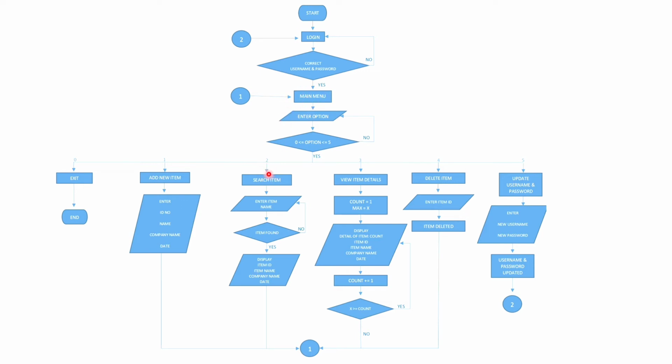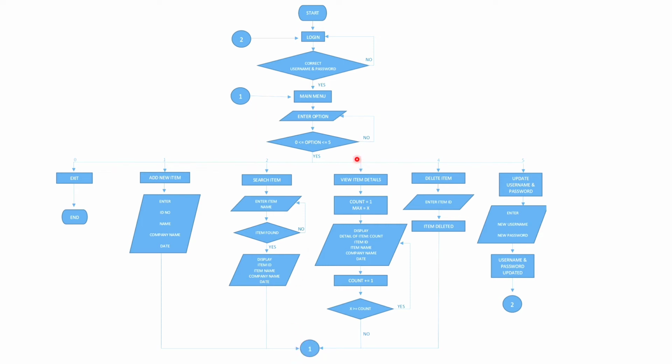So for the third option, which is search item, if we press number 2, then it will ask to enter the item name. If the item is found, then it will display the item ID, item name, company name and date. If the item is not found, then it will return to the search item to enter the item name again. So after it displays all the details, it will return back to the main menu.